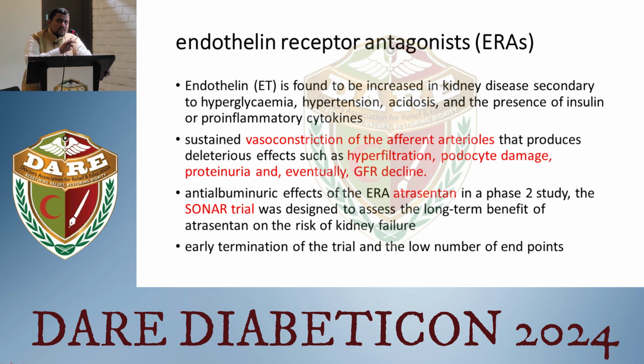So the anti-albuminuric effects of the endothelin receptor antagonist atrasentan were studied in a phase 2 trial, which was the SONAR trial. This trial was terminated early because of the loss of patients and a lot of complications which were coming in. But until the time it was done, it definitely showed that there was some component of benefit in starting these drugs. But because of early termination and a low number of endpoints, it was discarded. Hopefully in the future, new RCTs might validate the findings.